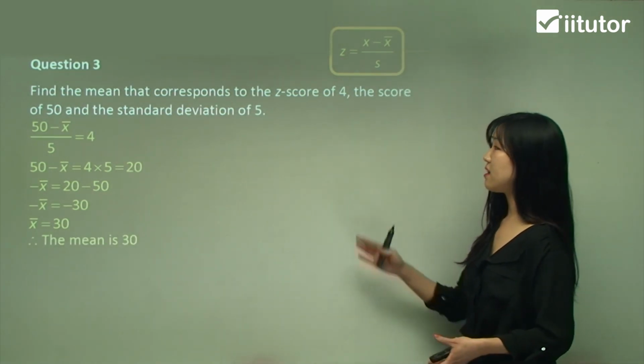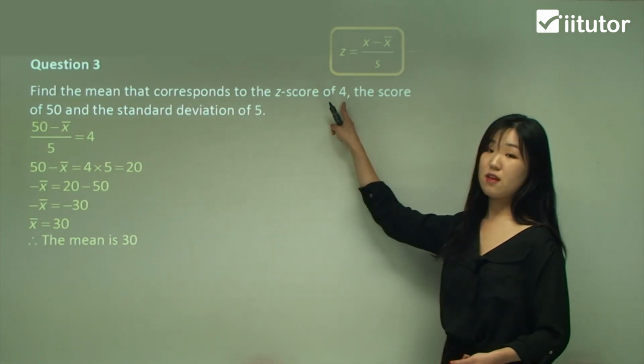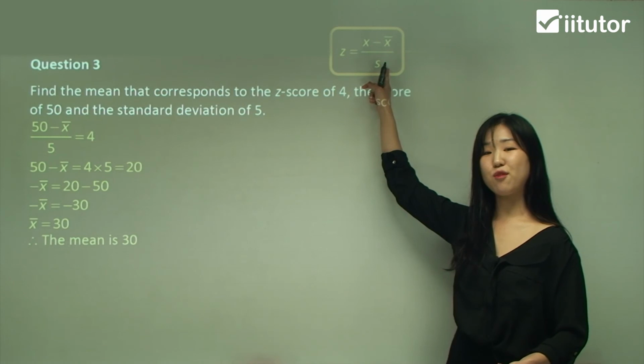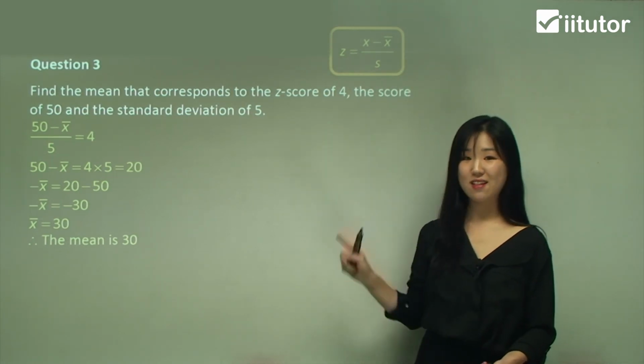This mean indicates to us that using the score and this standard deviation, the z-score will become 4 using our formula. Okay, so this is the formula you're really going to be familiar with. That's the z-score formula.